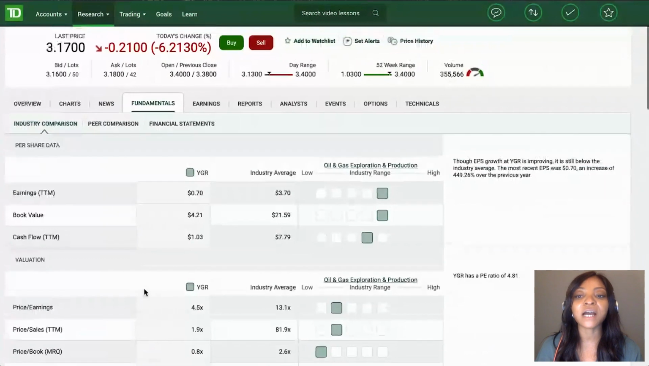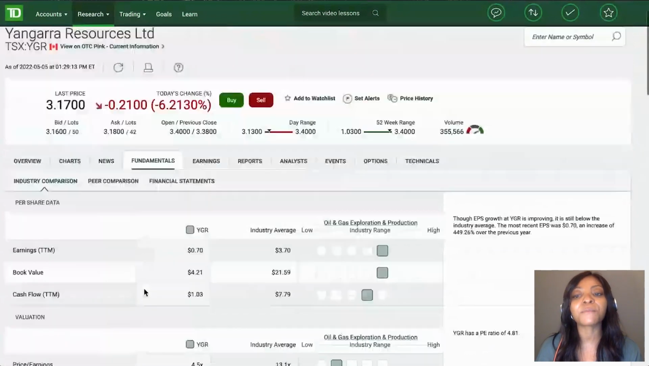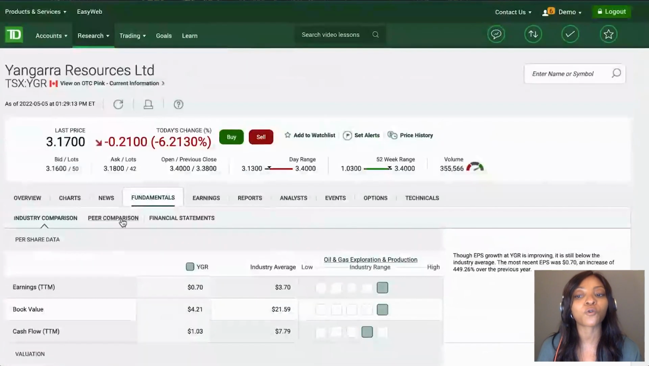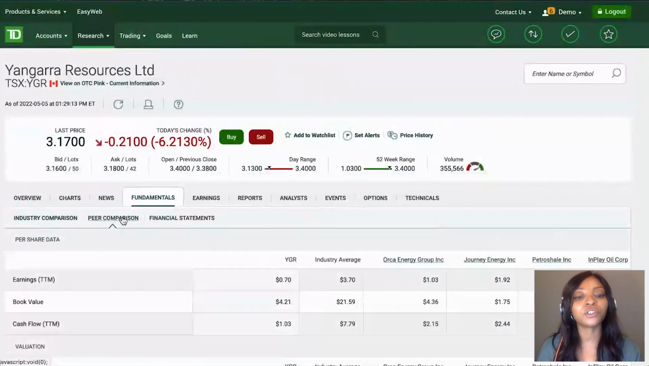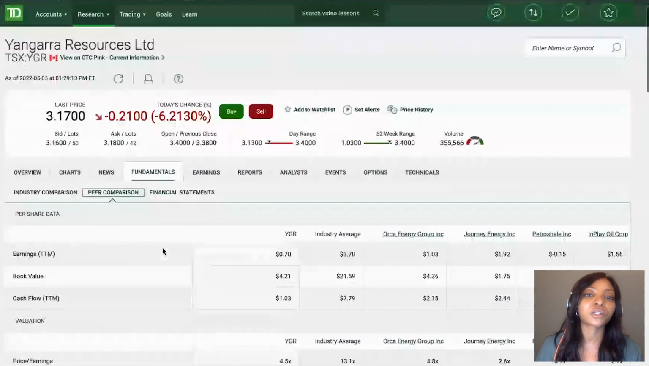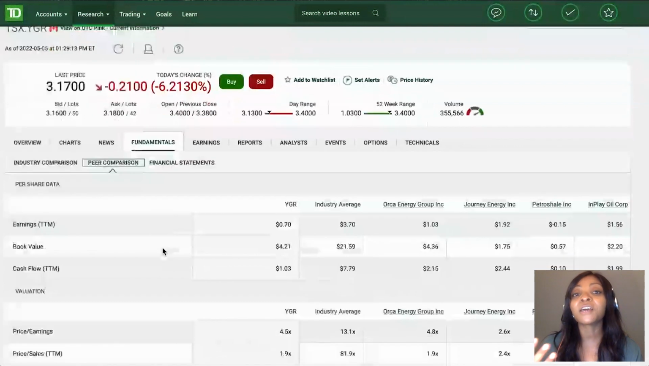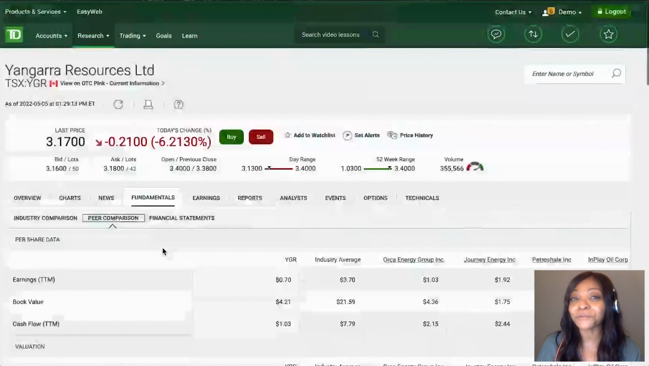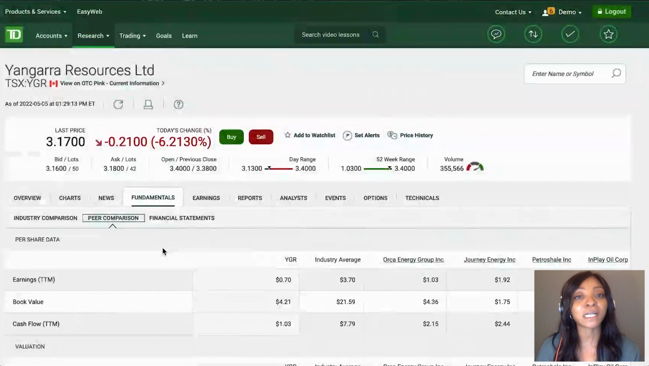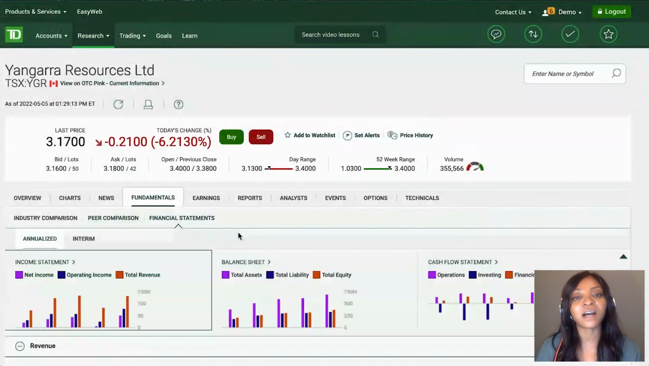Now, if you decide, okay, I actually want to see this company compared to its closest peers, how is it performing? That investor could potentially use the peer comparison tab. And then it shows that investor earnings, once again, compared to its closest peers, price to earnings ratio compared to its closest peers. If an investor wants to dig even deeper, they can check out the financial statements of these companies, where you can pull up concise information such as the income statement, the balance sheet, as well as the cash flow statement.